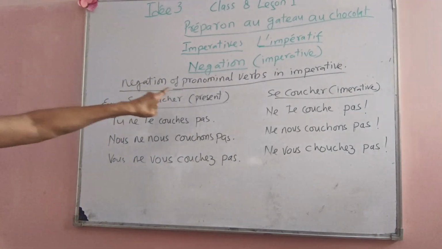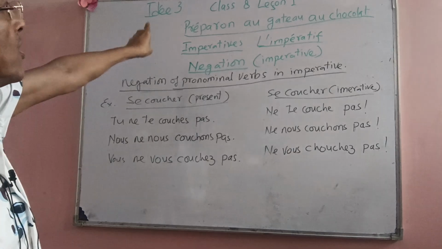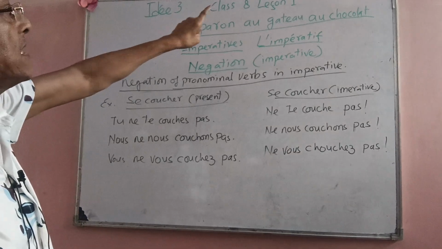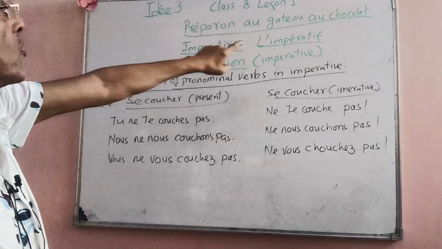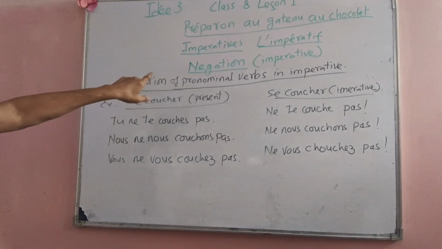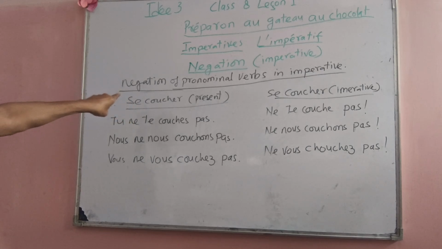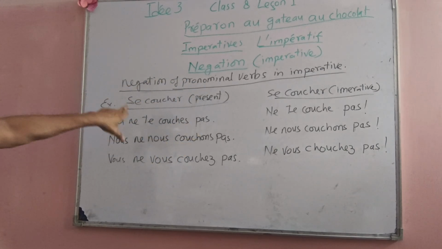Negation of the pronominal verb in the imperative. This is part two of lesson one. Lesson one of Idée 3, class 8. Negation of the pronominal verb in imperatives. For example, se coucher.